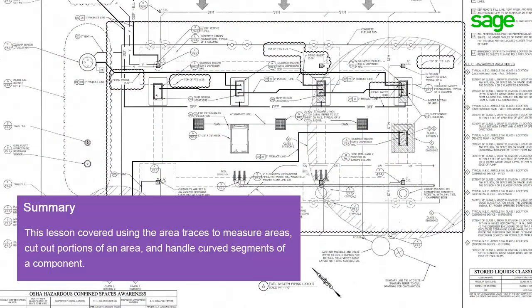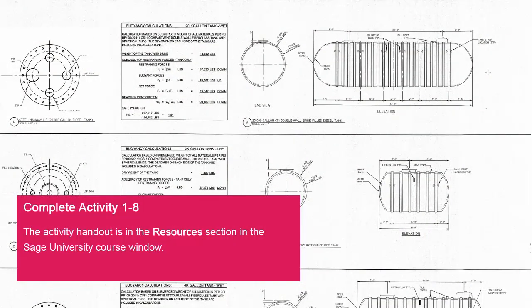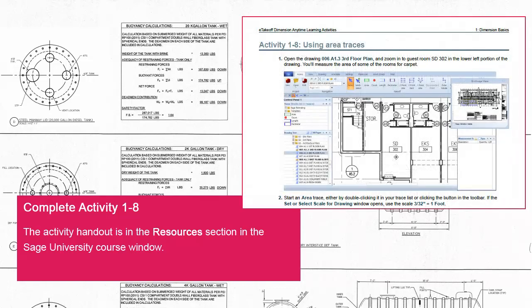This lesson showed you how to use the basic area trace, use cutouts to subtract sections of an area, and take off arcs and circles. Before you move on to the next lesson, take some time to complete the activity on area traces.